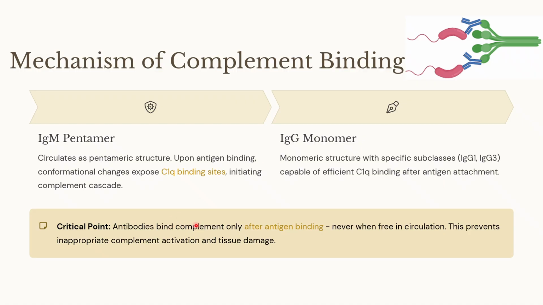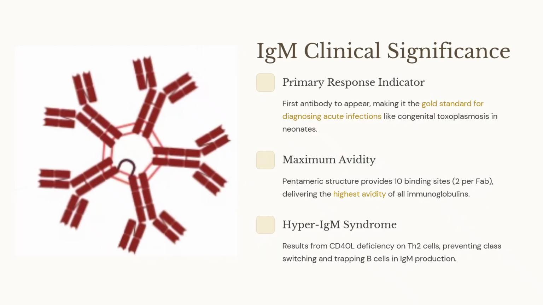The antibodies will bind complement only after antigen binding, never when free in the circulation. This prevents inappropriate complement activation and tissue damage. IgM is the primary response indicator. That means it is the first antibody to appear, making it the gold standard for diagnosing acute infections.